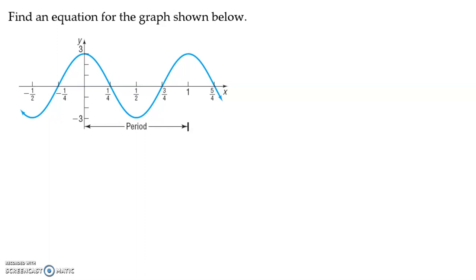In this problem, we're given an image, and we want to find the equation for the graph shown below. So let's go ahead and find a couple components. First, we need to determine our amplitude. And if we take a look at our graph here, it has a height of 3 units.